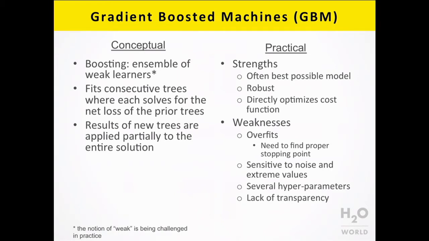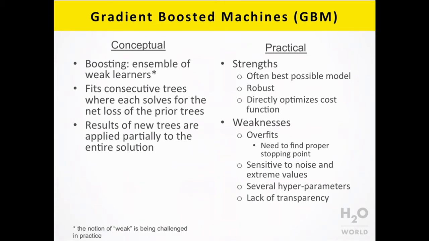So part of what makes this algorithm work is that it's not just going to fix up all the errors. That wouldn't work. Otherwise, the first one would have been able to do it, or a regular decision tree would work pretty well. It's going to work in partially. So the default way you apply the new tree is you take 10% of those predictions and apply it to the entire system.